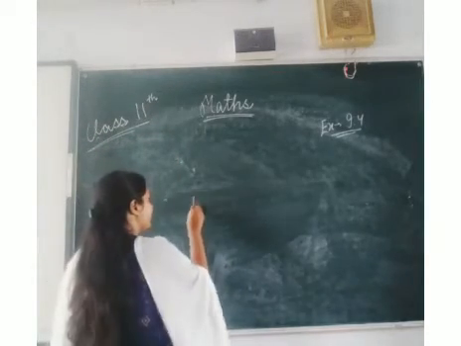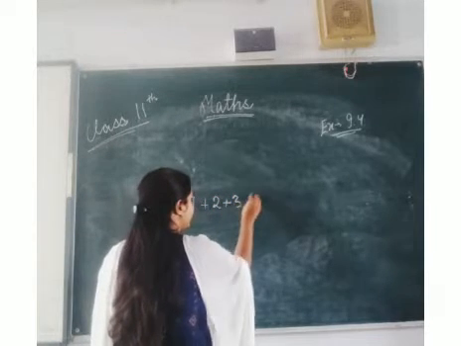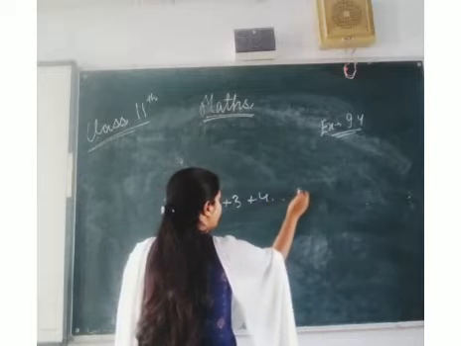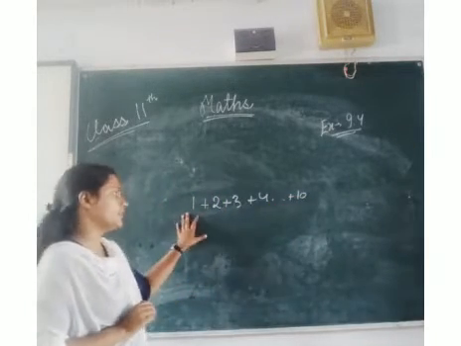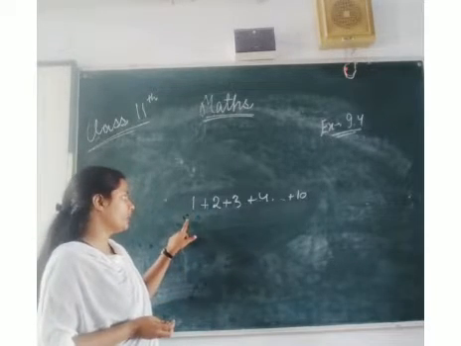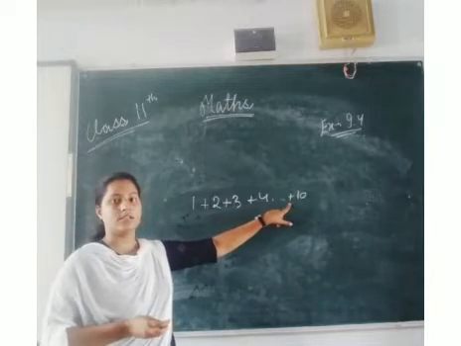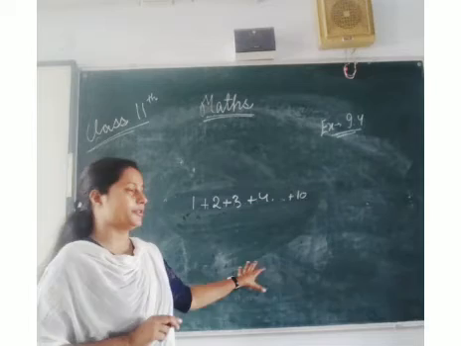Let us suppose we have been given the series 1 plus 2 plus 3 plus 4 and so on up to 10. We have to find the sum of this series. We have a very simple method. First, we will add the terms the way we have done in our lower classes and then we are going to write the sum in here.